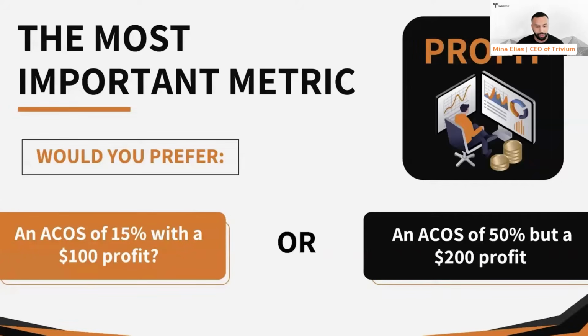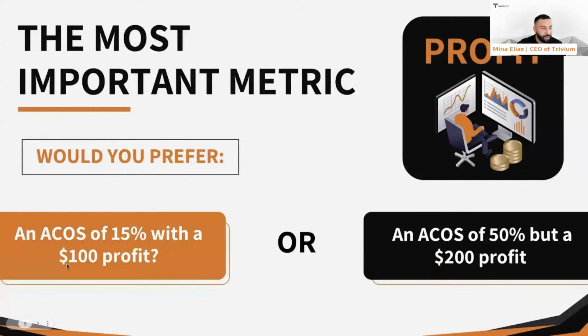So if you guys don't know, when you go to sell your company, they're going to ask you what your profit essentially is. It's called SDE, Seller's Discretionary Earnings. But in short term, it's just profit. Now, would you rather an ACOS of 15% with $100 of profit or an ACOS of 50% with $200 profit? I mean, it's obvious, right?